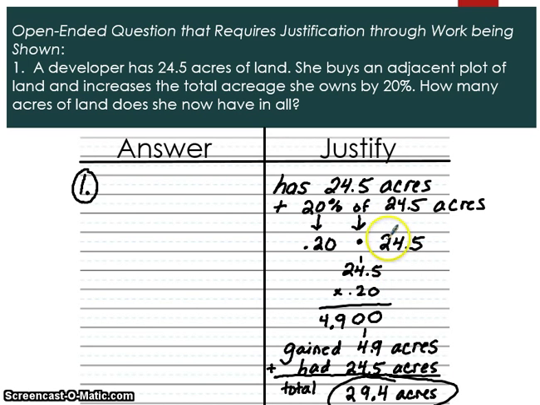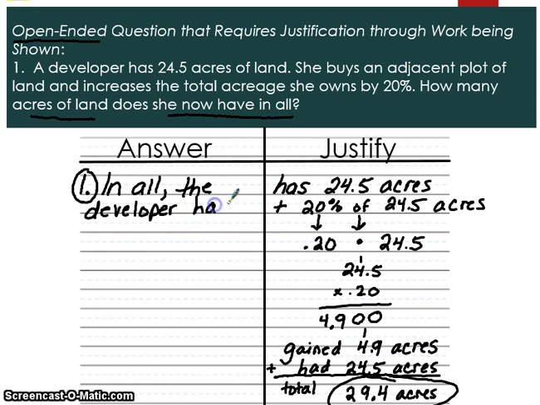Now I'm only half finished with this question. I need to then show my answer. Since it's an open question, I need to write a sentence. We can find the sentence to write by looking at our question. How many acres of land does she have now in all? So I'm going to use those words, in all. I'm not going to put she, because I don't know the developer's name. I can also write the developer. So in all, the developer has 29.4 acres. So this is what it would look like to solve an open-ended question that needs work.